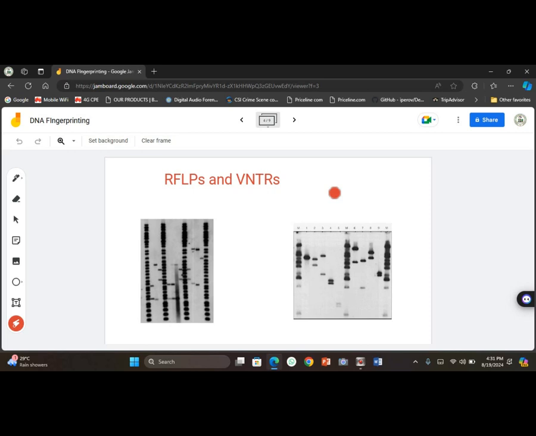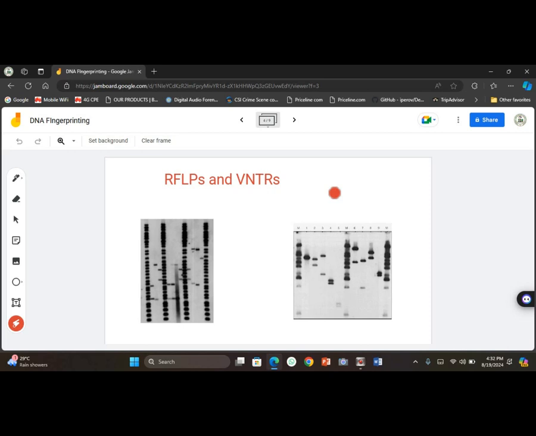Now that we have a better understanding of what DNA actually means, let's move on to the basics of making a DNA fingerprint. There are 3 types of DNA fingerprints.